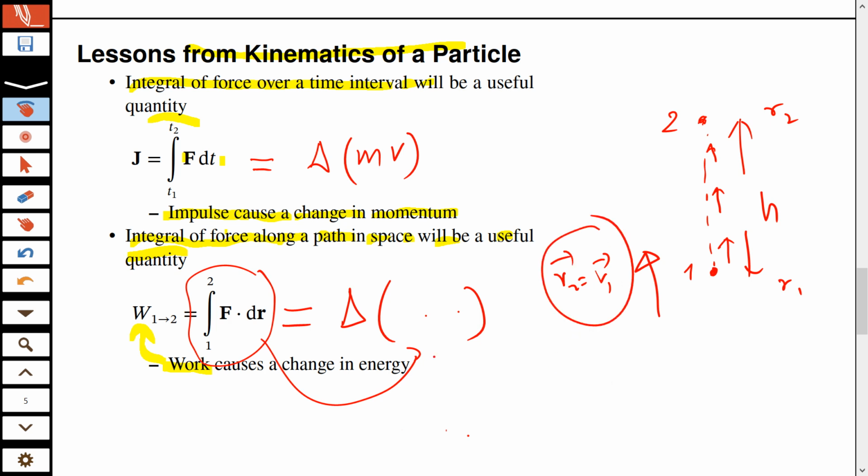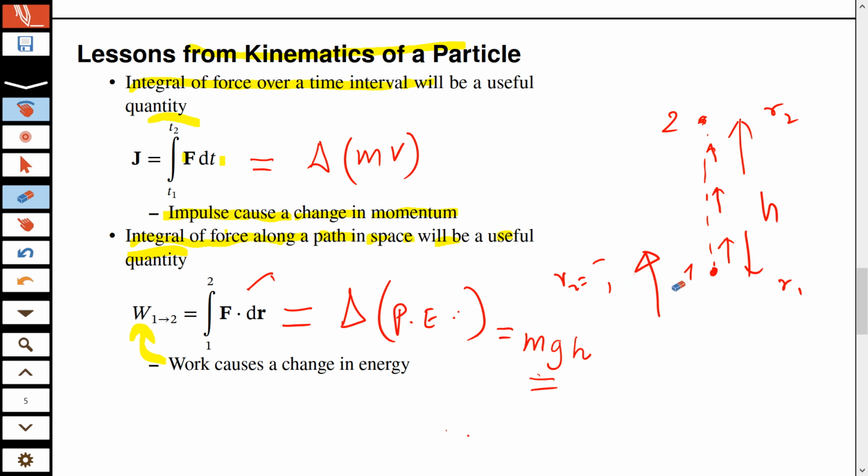When the velocity didn't change, this work caused a change in some other form of energy. And what form of energy will that be in this example? Potential energy. What will be its expression? mgh. So it's not always the case that work will lead to a change in kinetic energy. In this case, it gave you a change in potential energy. So a more general statement is that work can cause a change in energy.